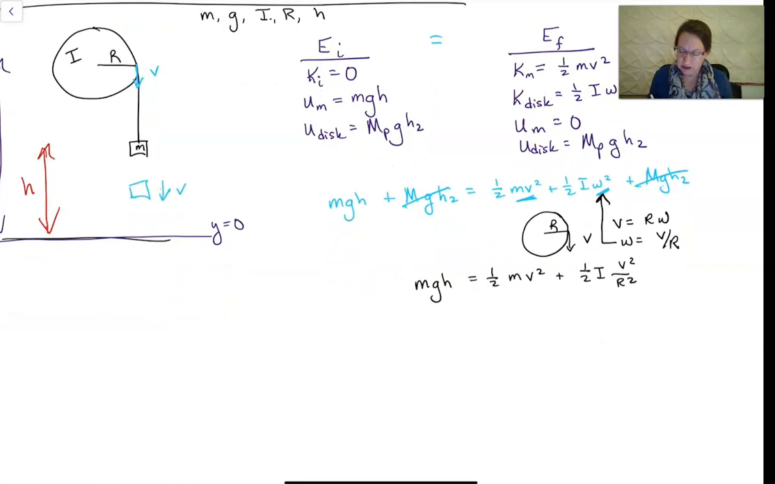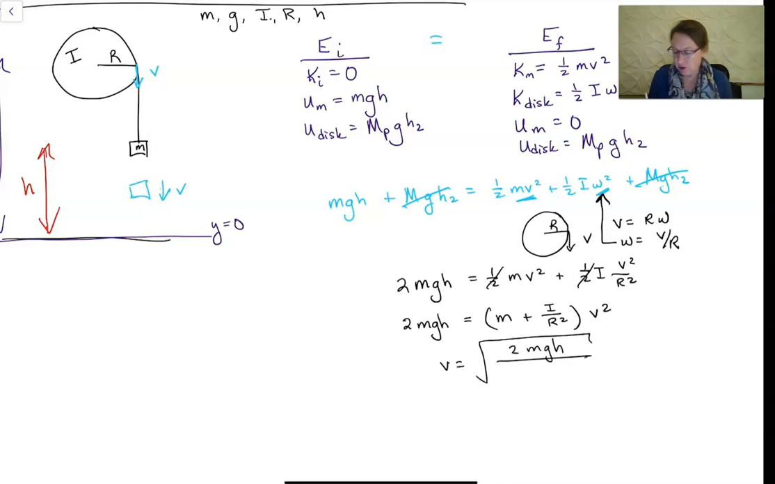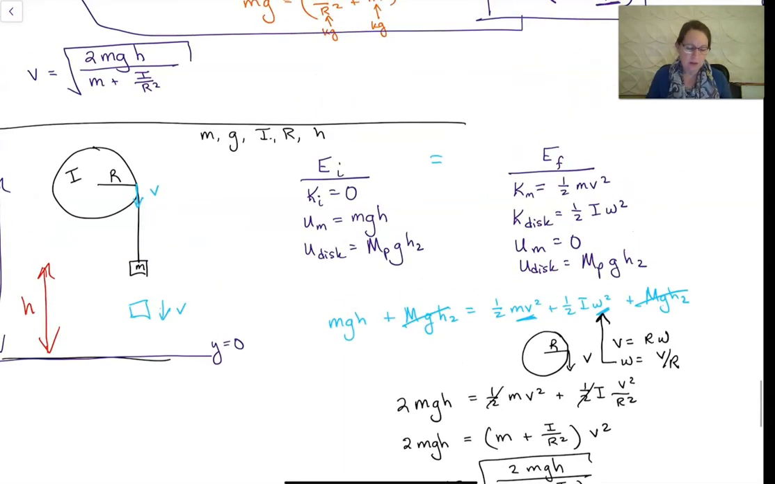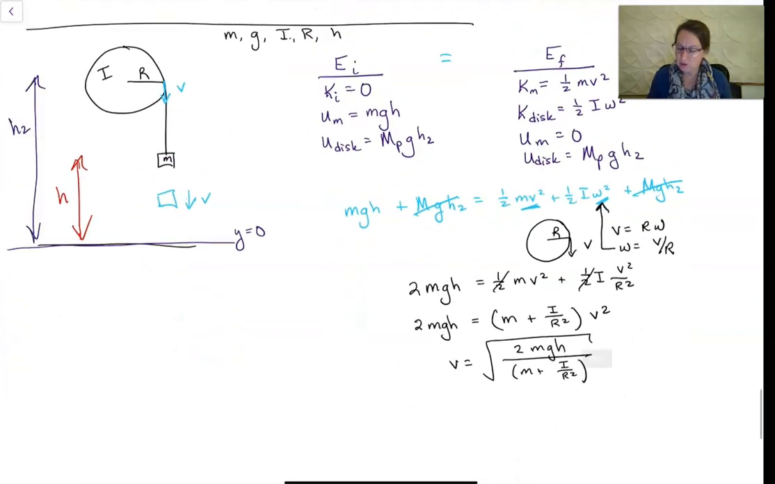And I can again collect terms. I multiply both sides by 2, and I'm going to factor out a v squared as well. So I multiplied by 2 to get rid of the 1/2, which gave me the 2 there. I have 2mgh is equal to m plus I over r squared, times v squared. So v is equal to the square root of 2mgh over m plus I over r squared. And I think that gives us, yep, the same expression that we got before.